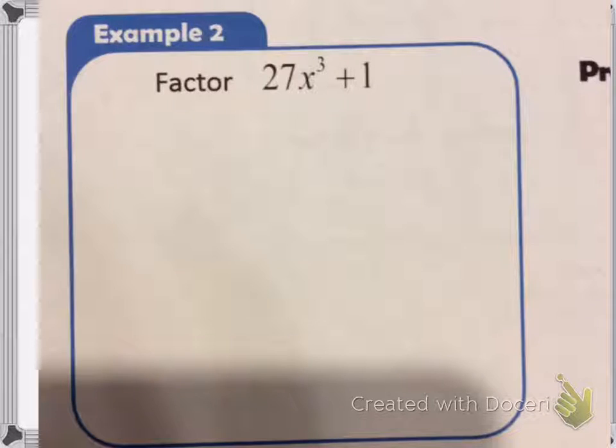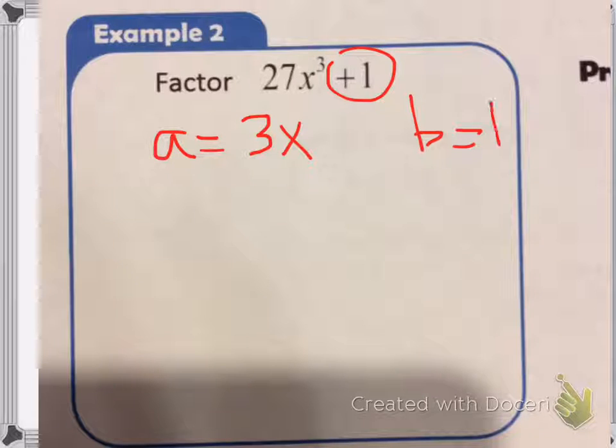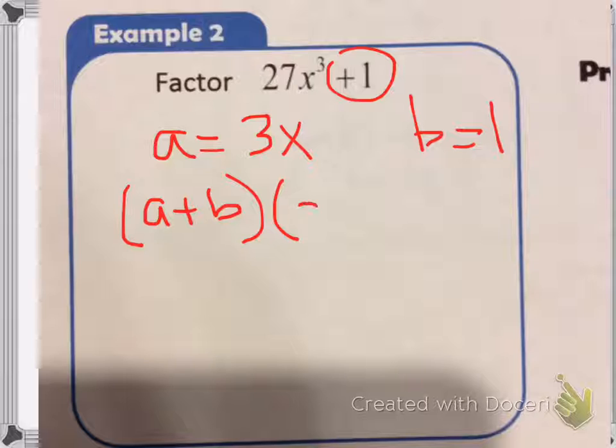Here's another one. Same exact thing this time. We're still going to identify our a and our b value. Our a value here is going to be the cube root of 27x cubed, which is going to be 3x. And the b value comes from the back, which the cube root of 1 is 1. This has a plus sign in between it, so I'm going to use my formula that has the plus sign in between it. It's a plus b, then a squared minus ab plus b squared.